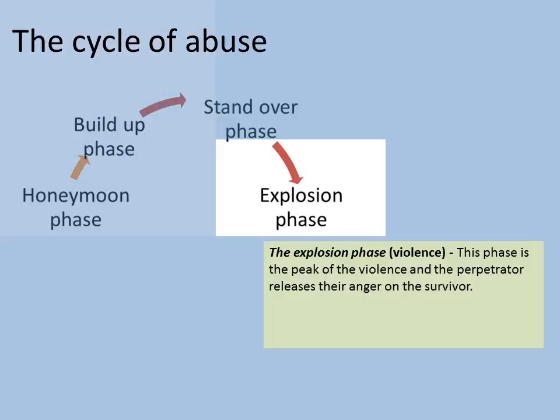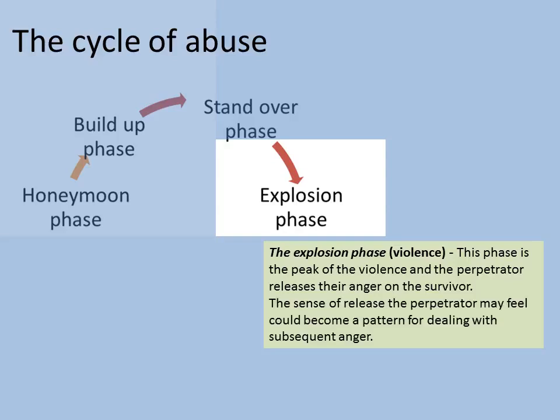We then hit the explosion. This is the violent phase. This is the peak of the violence. The perpetrator releases their anger on the survivor. And it could well be that the perpetrator gets this sense of relief, like all that tension is let go now, and that might then become something that they see as productive. They were able to actually get something out of it. They were able to release their tension, they were able to exert their coercion, and that might then reinforce subsequent anger.